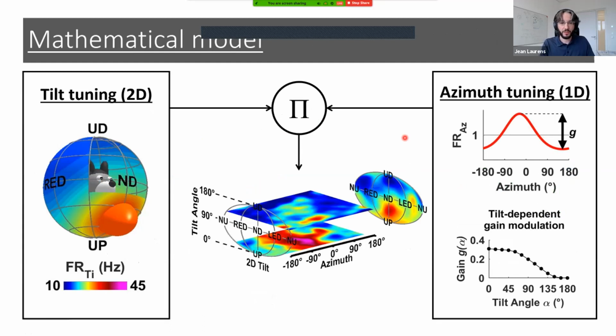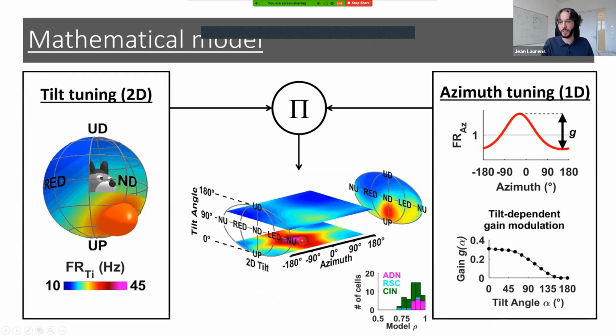We took all of these properties and we were able to model them by a model where tilt tuning follows a Gaussian tuning curve, azimuth tuning follows form basis curves, which are circular Gaussians, and is modulated by a gain that depends on tilt angle, but which again has nothing to do with tilt tuning. And finally, these two tuning curves interact multiplicatively. By doing this, we could fit very well the tuning of all cells.